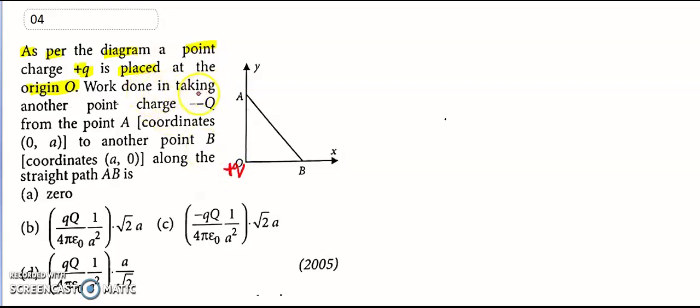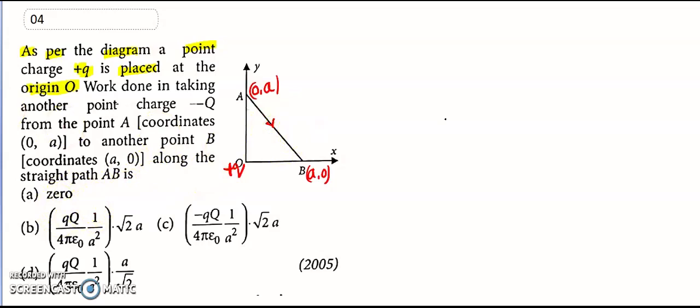Work done in taking another point charge −Q from A, where A is (0, a), to the point B, which is (a, 0), along the straight path. So these are the options.